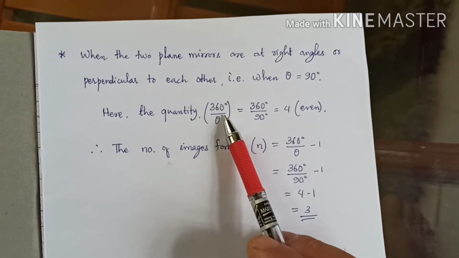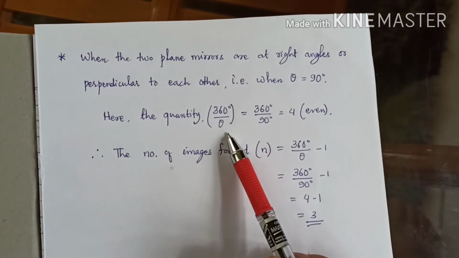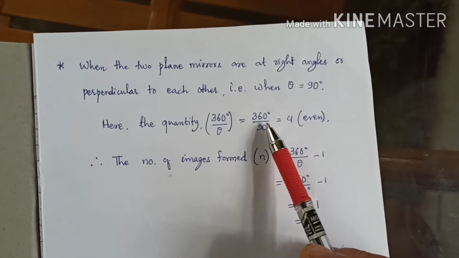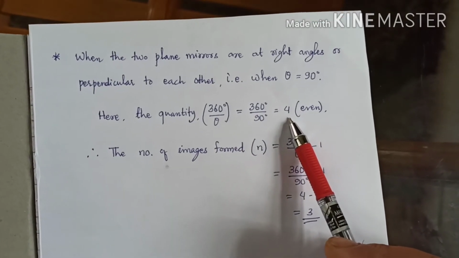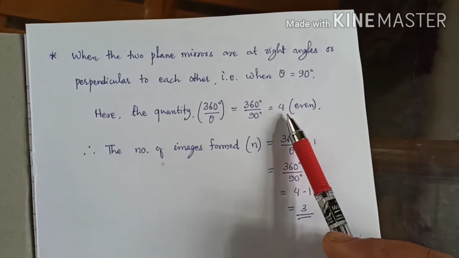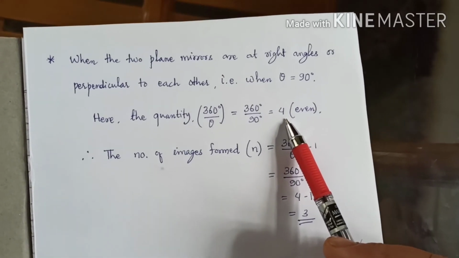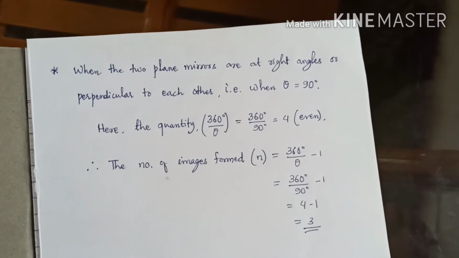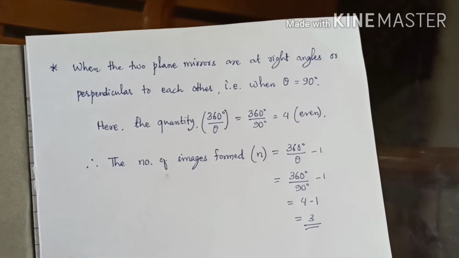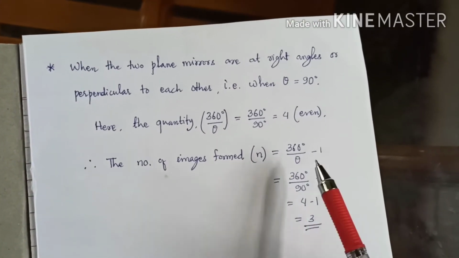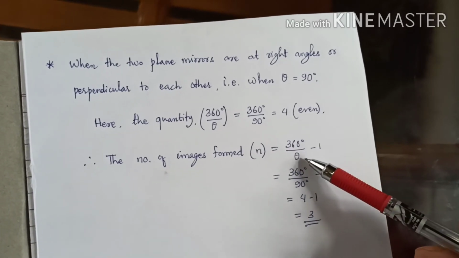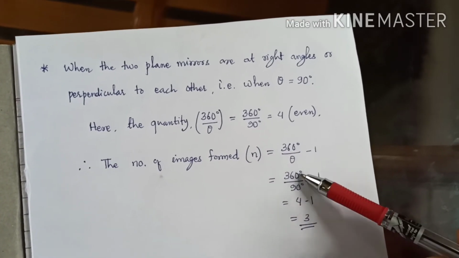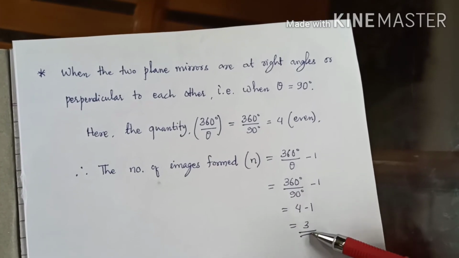This quantity is 360 degree by theta, and as theta in this case is 90 degree, so 360 by 90 degree will get 4. Now 4 is an even integer, so if you have an even integer, then whether the object is kept symmetrically or asymmetrically, the number of images formed n is given by this formula, 360 degree by theta minus 1. So in place of theta I'll write 90, so 360 by 90 is 4, 4 minus 1 is 3.